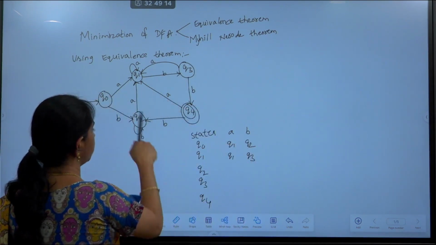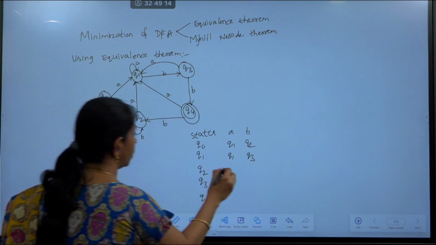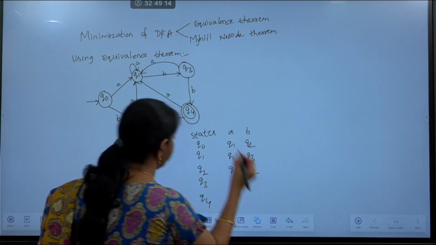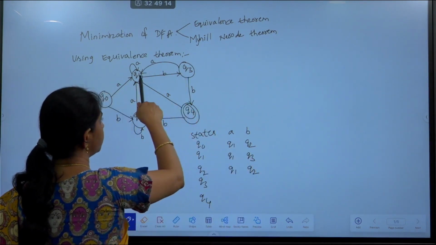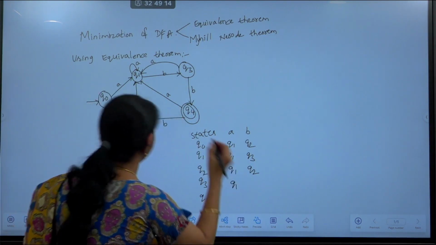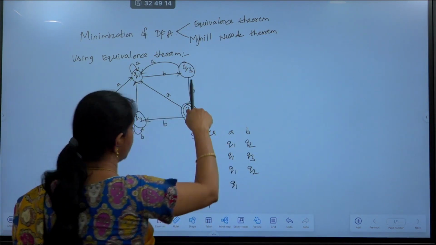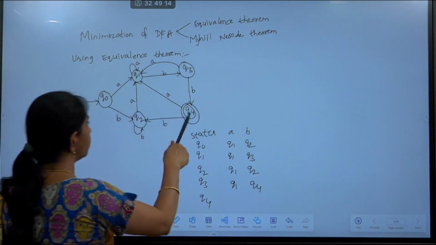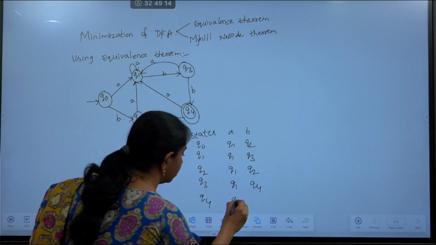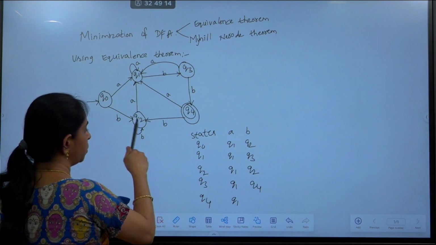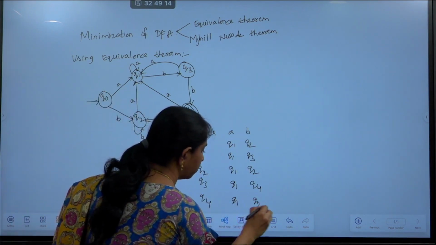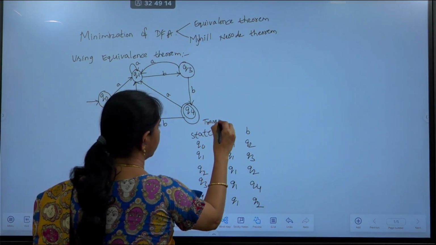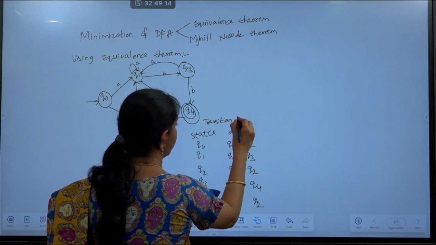Coming to the Q2 state, Q2 on input alphabet A we are reaching Q1. On input alphabet B, the same state itself, that is Q2. Q3 on input alphabet A, we are reaching Q1. Q3 on input alphabet B, reaching Q4. Q4 on input alphabet A, we are reaching Q1. From Q4 on input alphabet B, the next state is Q2. This is our transition table according to the given DFA.